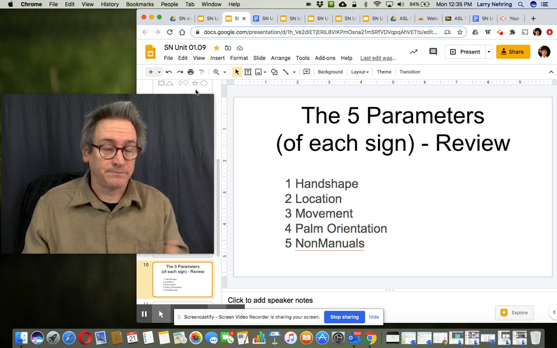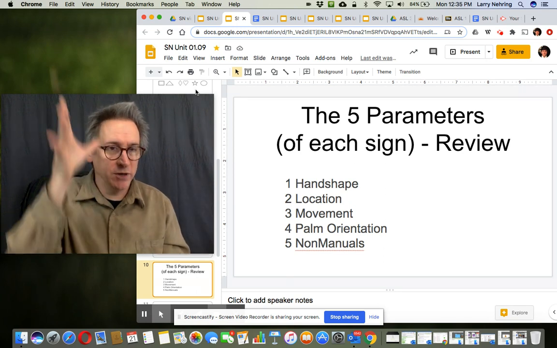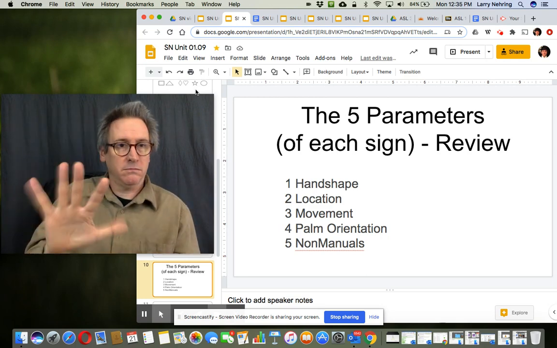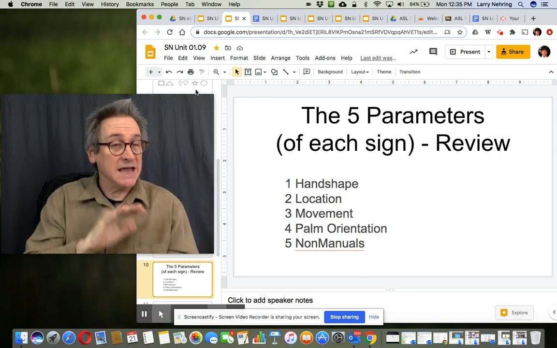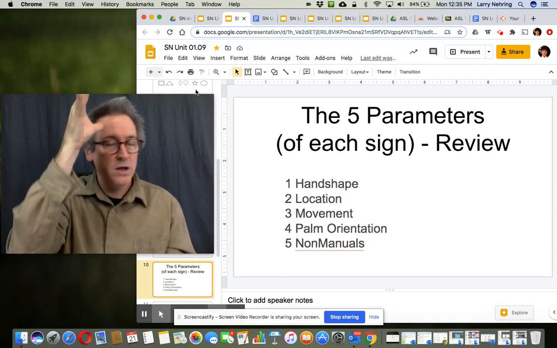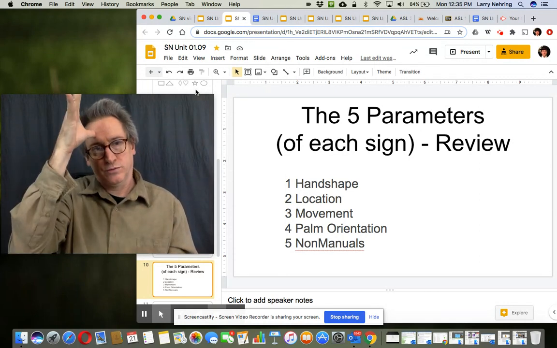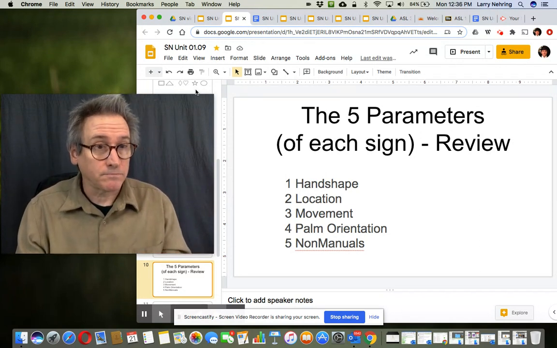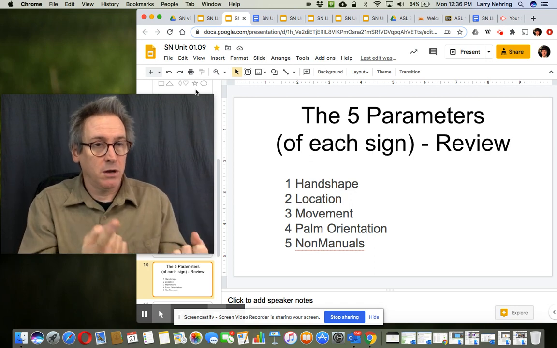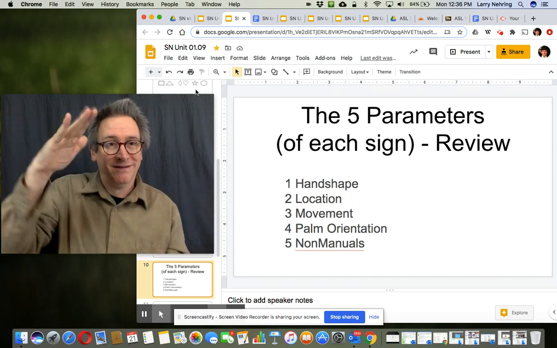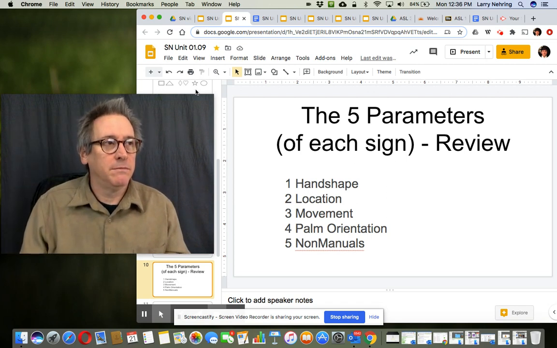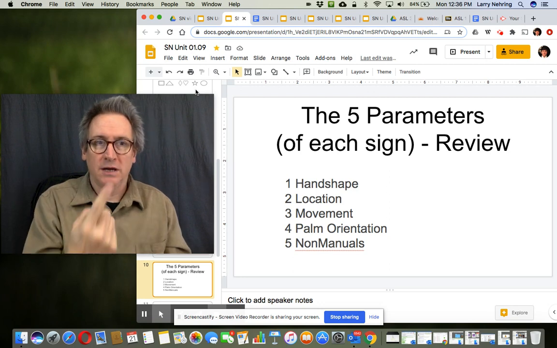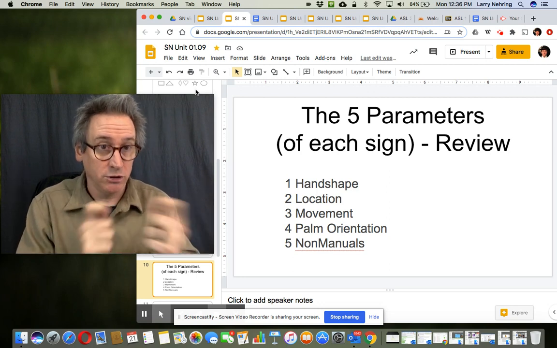Next one is location. You could have it on the chin. You could have it on the forehead. The difference between mother and father is location. It's the same exact sign, or sometimes it's a one. So location. The movement: go, come, up, down, tell you, tell me. So the movement will change.